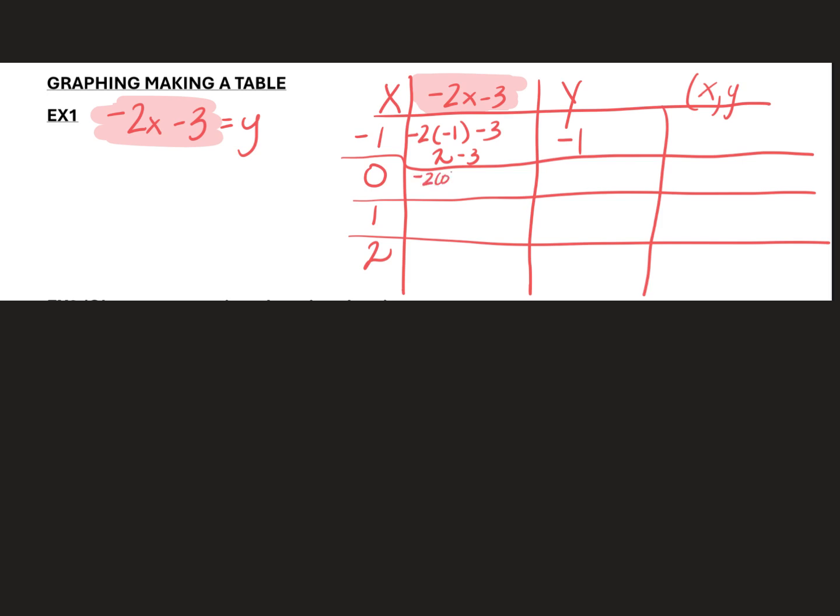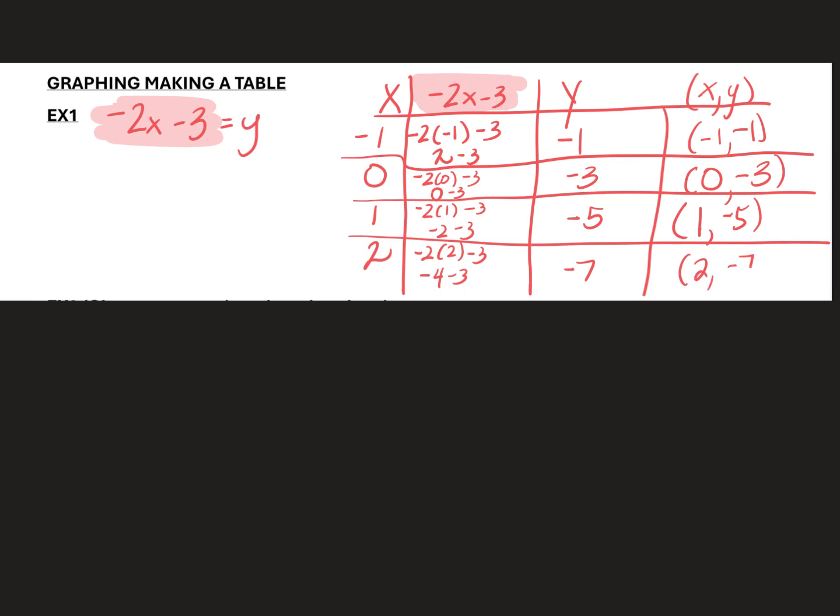Then I'm going to substitute 0 in. -2 times 0 is 0, minus 3 is -3. Substitute +1 in. -2 times 1 is -2, minus 3 is -5. Substitute +2 in. -2 times +2 is -4, minus 3 is -7. Now my ordered pairs: x is -1, y is -1. The second one, x is 0, y is -3. The third one, when x is 1, y is -5. And then the last one, when x is 2, y is -7.